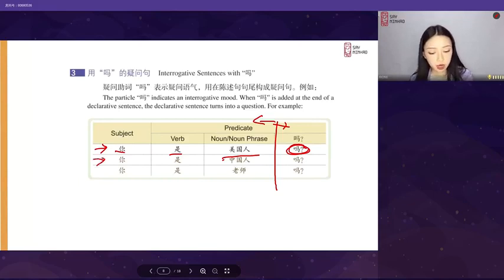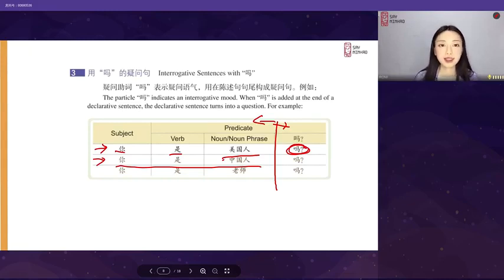Now let's see next one. 你是中国人. You are Chinese, yes. And I put 吗 after it, 你是中国人吗? It means, are you Chinese? It becomes a question. Last example is, 你是老师, you are teacher. And I put 吗 after it, it becomes, 你是老师吗? Are you a teacher?